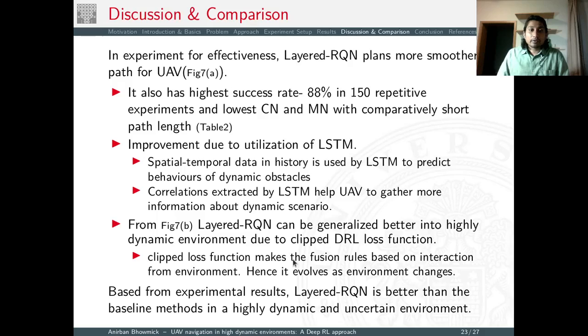Finally, the layered RQN can be generalized much better in the dynamic environment due to its loss function. The loss function updates its fusion rules based on the interaction with the environment. So as the environment changes, the rules also update. So the layered RQN performs, again, better than the baseline methods.